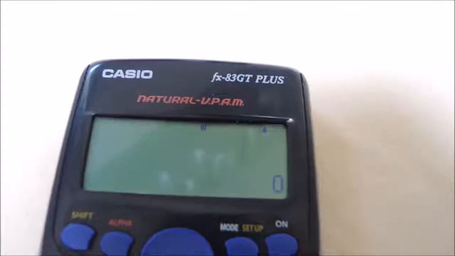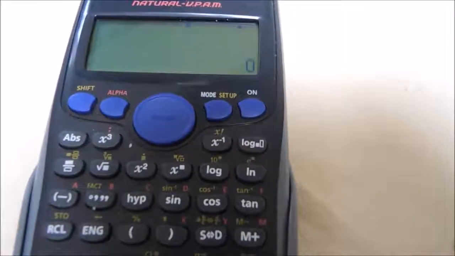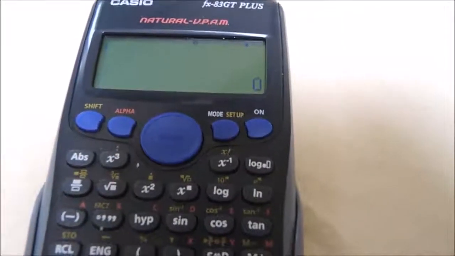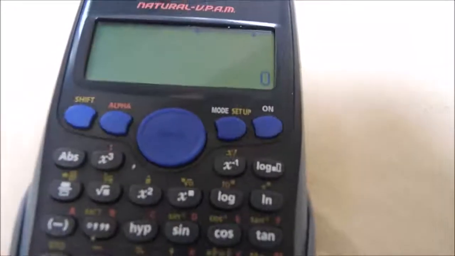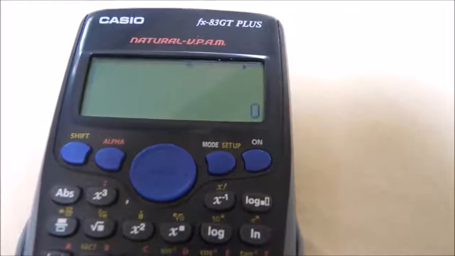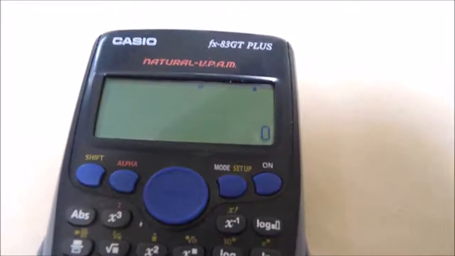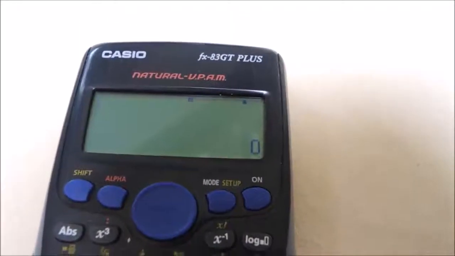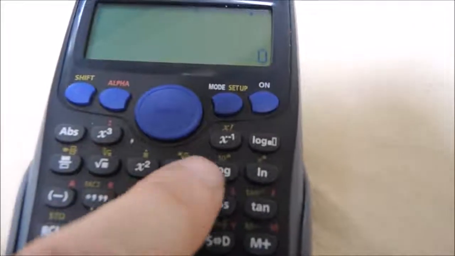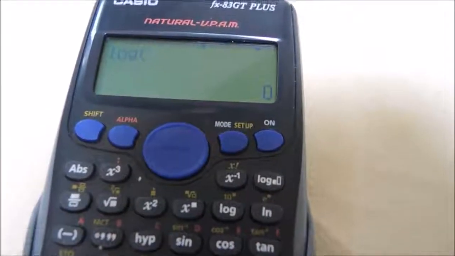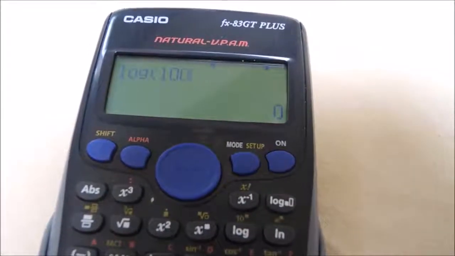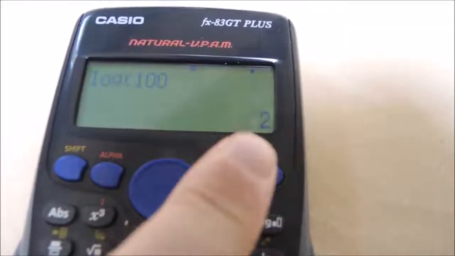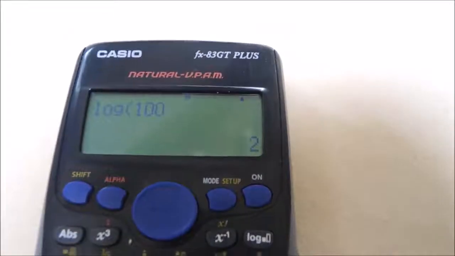So to find a log to the base 10, really easy. Let's say we want to find log to the base 10 of 100. Well, we all know what the answer to that is going to be, but we can just demonstrate that so that we can see for ourselves that it's going to give us the right answer. So we press the button that says log just here. So log 100 and then equals, and that will give us the answer down here.